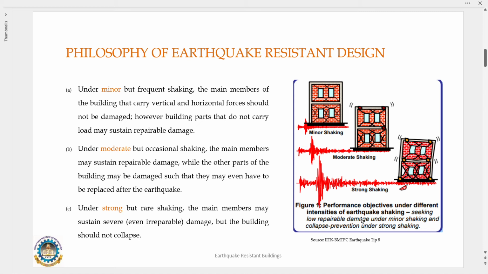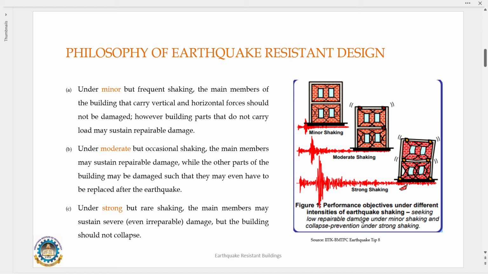Then the second philosophy is that under moderate shaking, which is occasional, the main members may sustain repairable damage, while the other parts of the building may be damaged such that they may even have to be replaced after the earthquake. And the third philosophy is that under strong earthquake, which is very rare, the main members may sustain severe, that is even irreparable damage, but the building should not collapse. So these are the three design philosophies for an earthquake resistant structure.